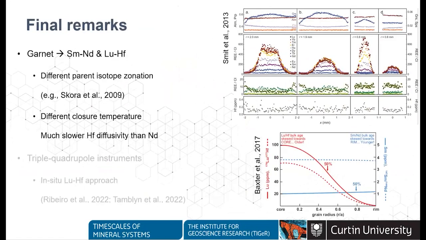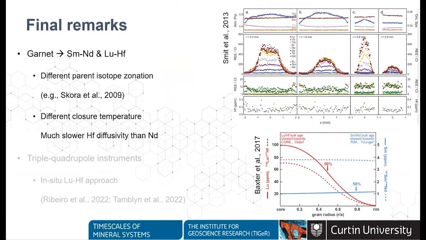So my final remarks here are that garnet samarium-neodymium and lutetium-hafnium are super important for metamorphic rocks and processes. Some things that I want to highlight: why or when to use samarium-neodymium or lutetium-hafnium really goes to what you are actually looking to resolve. The first thing you need to look at is that they have different isotope zonation. Lutetium partitions really strongly into garnets, whereas samarium doesn't.